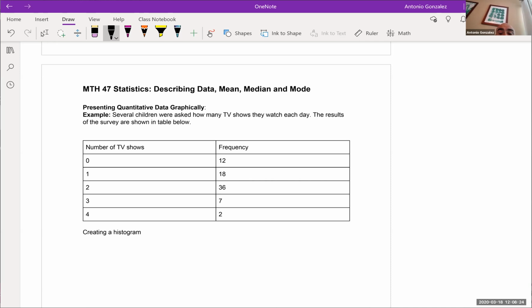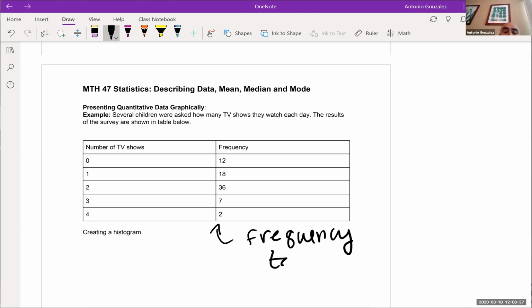Here we have the number of TV shows and then the frequency. It's already given to me, so it's not in raw form; we have a frequency table. They give me that frequency table and I want to change this into a chart or some kind of graph, I should say.